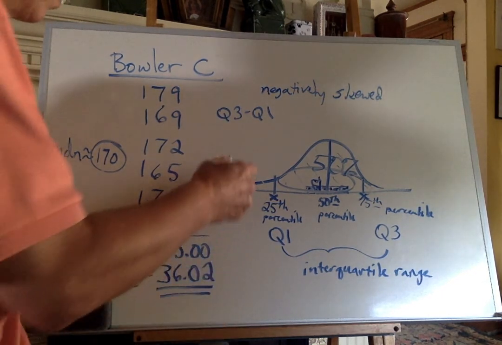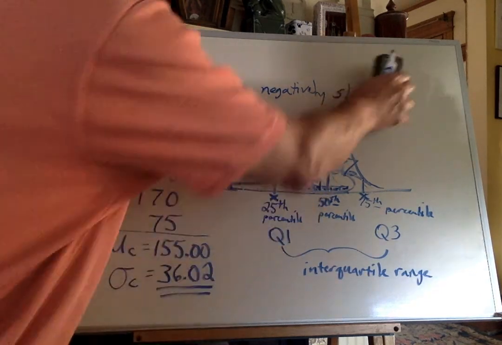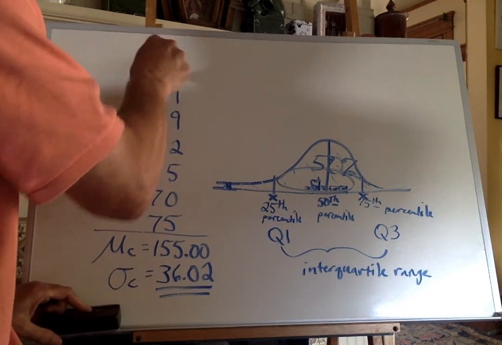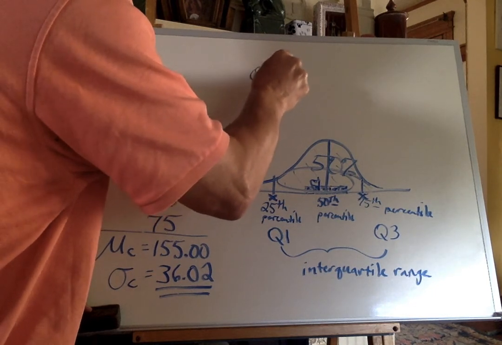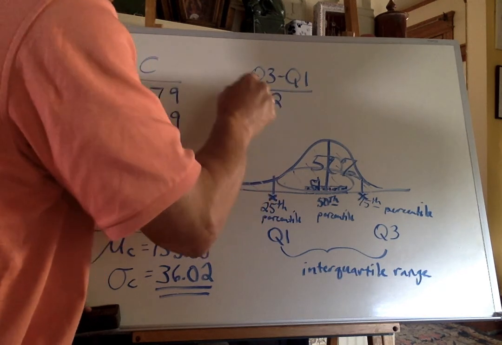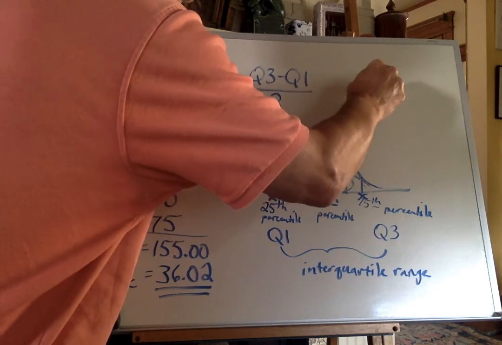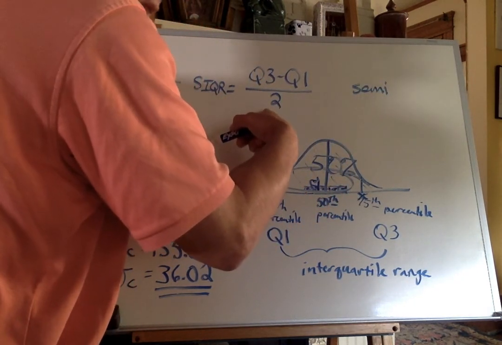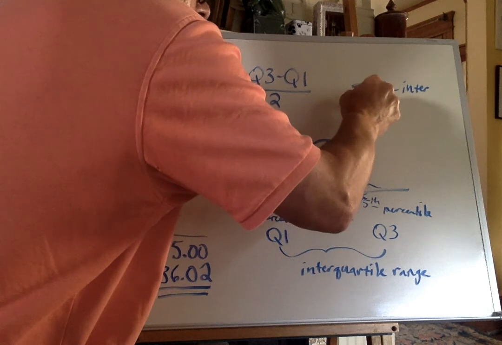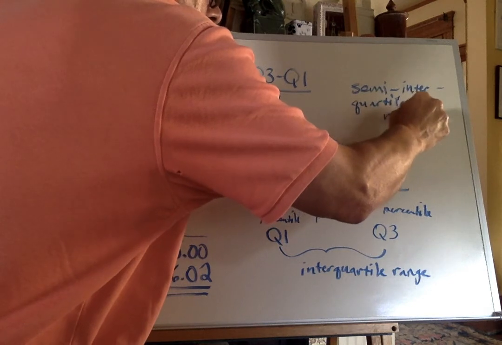And finally, everybody good with this? Well, let me do this. We're going to take Q3, subtract Q1, and we're going to divide by 2. This is called the semi-interquartile range. Semi. We're dividing by 2, okay? Semi-interquartile range.